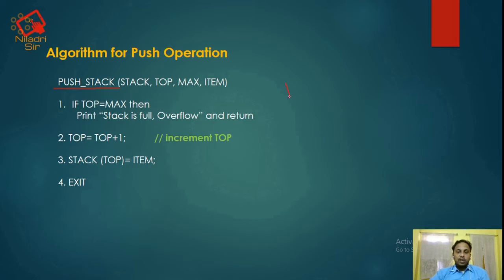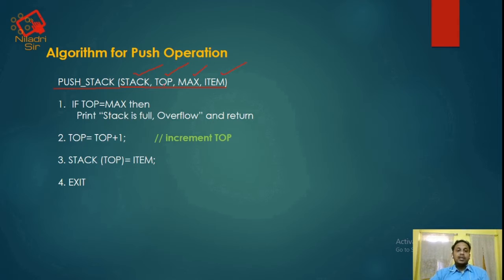Okay. So push_stack is the name of the function. These are the parameters. Number one is the stack, next one is top, third one is max, and fourth one is item. Basically, stack is the list of the elements.